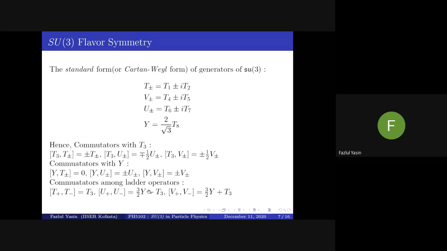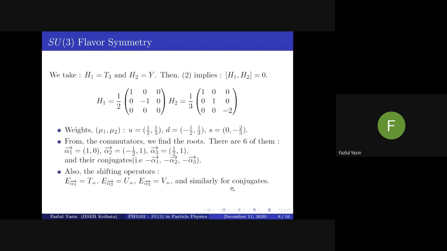We also look at commutators among the shifting operators or the ladder operators. T plus and T minus gives us T3. U plus and U minus gives us 3 by 2 Y minus T3, and V plus and V minus gives us 3 by 2 Y plus T3.